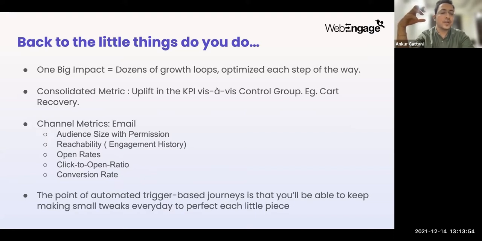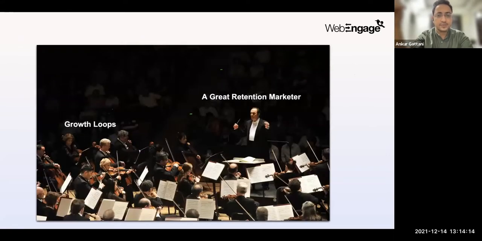That's the point of automated trigger-based journeys, because otherwise what you tend to get busy with is drafting a new fancy-looking email or subject line every day, and that takes away most of your attention. So how do you learn as a system? How do you optimize? How do you get better over time? How do you get the compounding effect? It'll work a lot better when you have these automated trigger-based journeys and you keep optimizing them one at a time going forward.